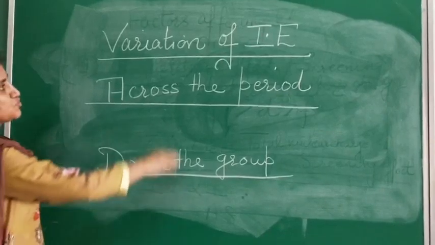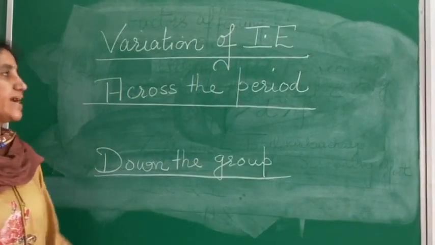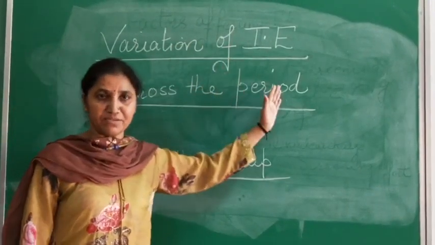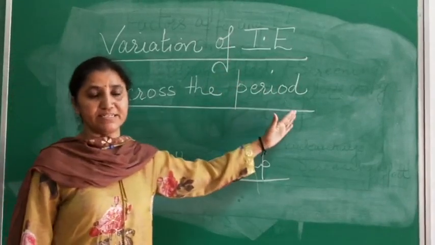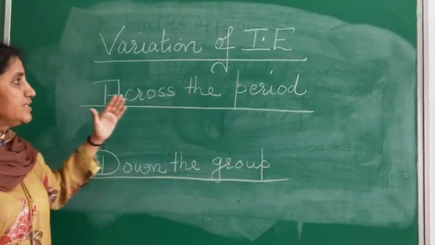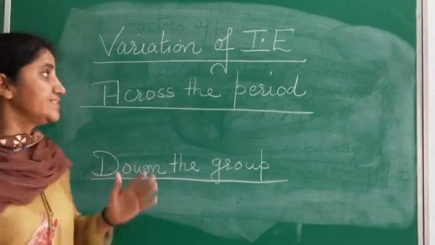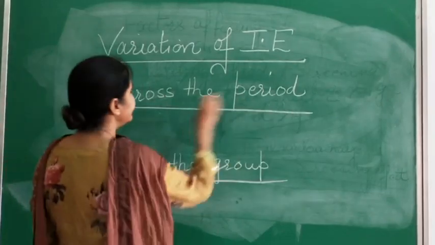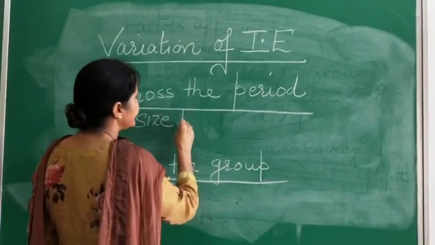Now next come to the variation of ionization energy, that is, how the ionization energy varies across the period and down the group. Students, as we move across the period, the new electron is being added in the same shell, due to which effective nuclear charge increases and hence the size decreases. So across the period we know that the size decreases.